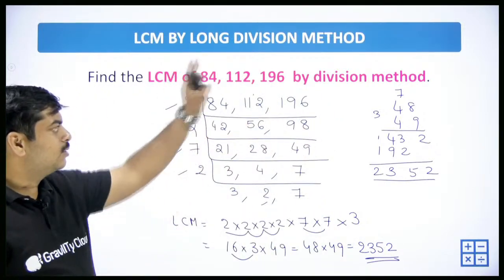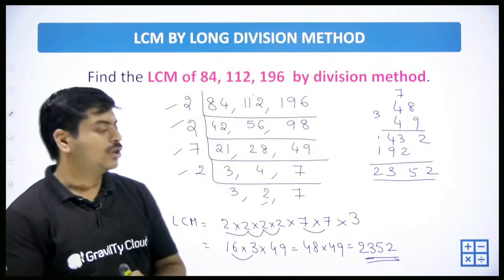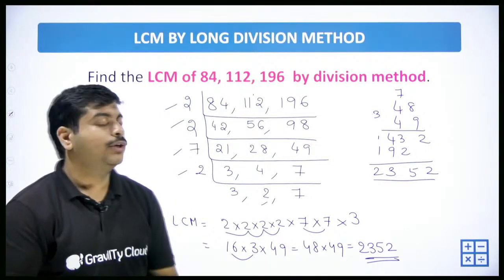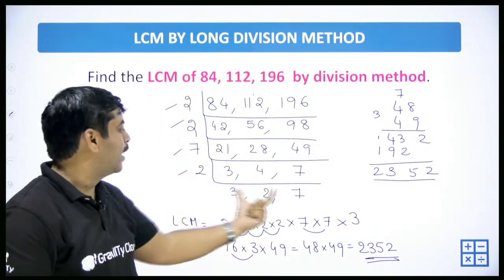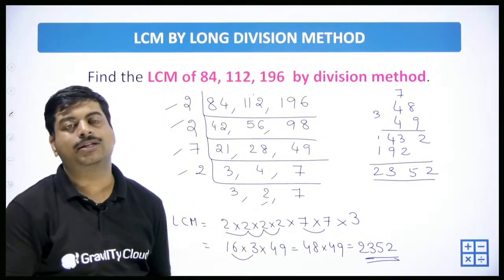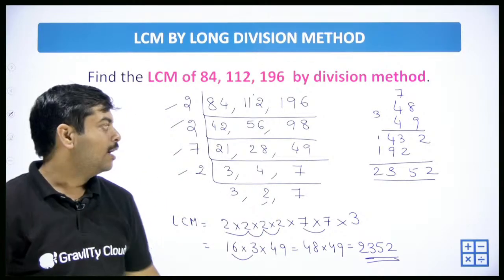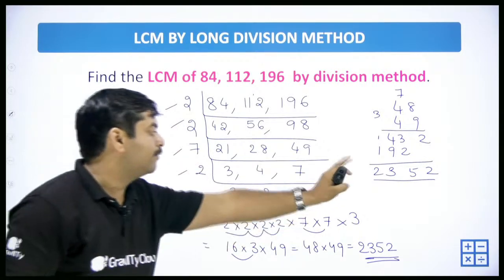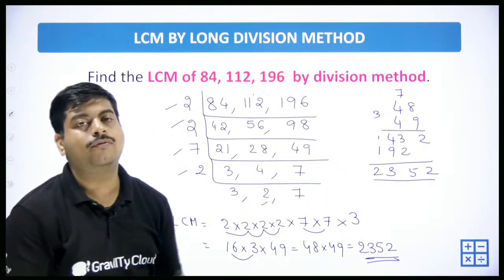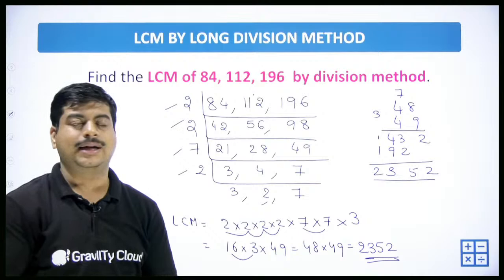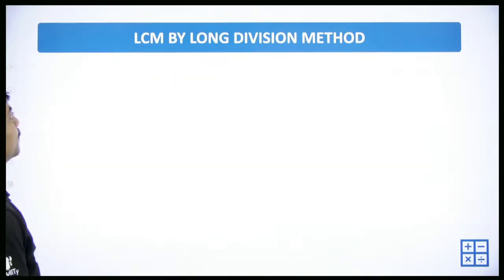Okay, so this is how you can go with the division method and you can find the LCM. You need to bring all the common factors only in prime numbers, not in any other numbers. Multiplication of all these will give you the LCM of all these numbers. Correct? So let's move forward for the next one.